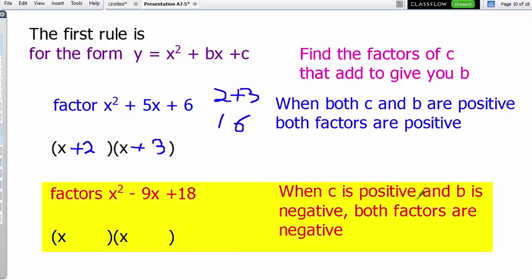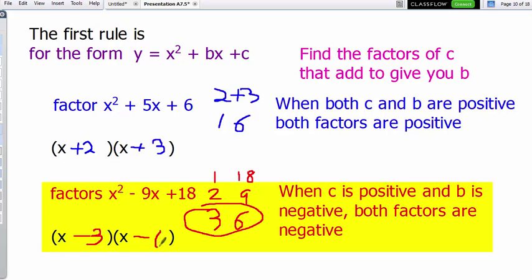Let's take a look at an example when it happens to have a negative. C is now positive, but b is negative. So it turns out that both factors are negative. I could go straight to saying, hey, I know they're negatives. So now I need to look at 1 and 18, 2 times 9, that would give me 11, 3 times 6, there we go, we got it. And that means we plug in a -3 and a -6.